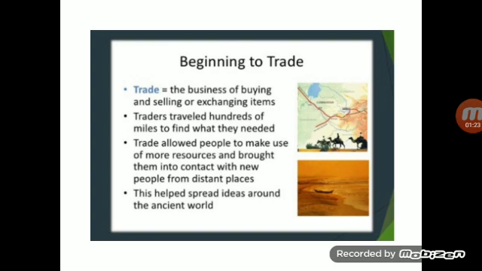Beginning of trade. Trade, what do you mean by trade, children? The business of buying and selling or exchanging items is called trade. The village became self-sufficient. Everything needed was produced in the village. Payments for services were made in kind and not in cash. For example, a potter got food grains in exchange for pots and vice versa. This system of exchange of goods is called the barter system.